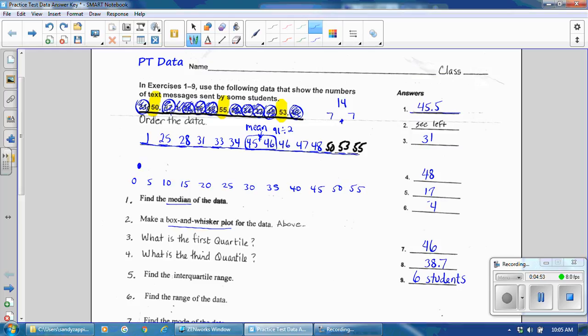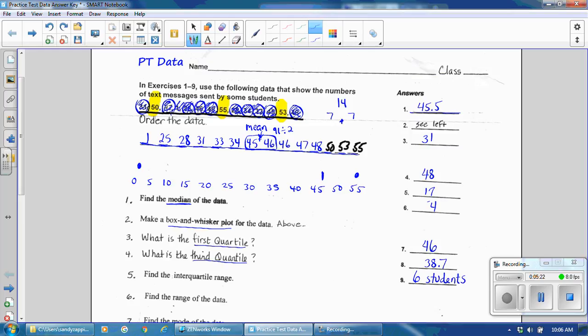The highest number, 55, is the whisker on the right. Then to make our box, we need to know the median, which we have already figured out right here, and we also need to know the first quartile and the third quartile. So the median is 45.5. We can go ahead and do the middle of the box. Let's say that's right around here, just a little bit after 45. That's going to be the median. Then we need the first quartile and the third quartile.